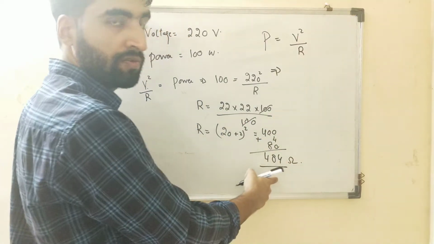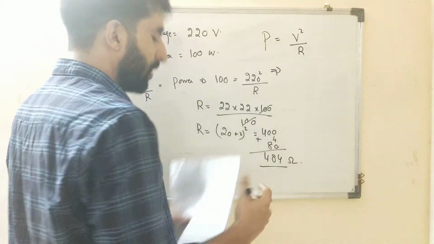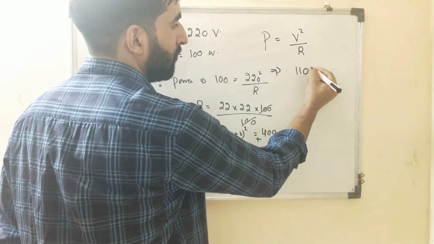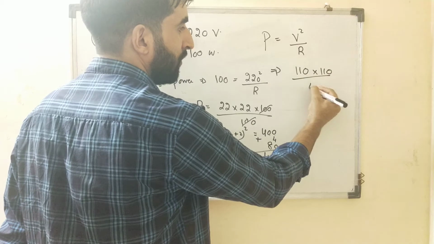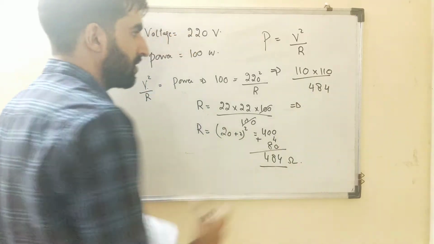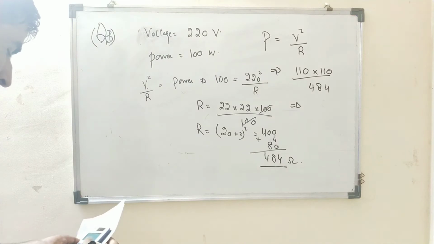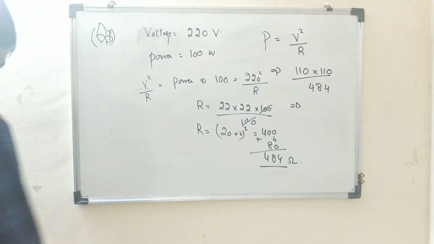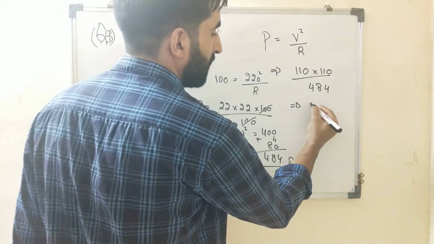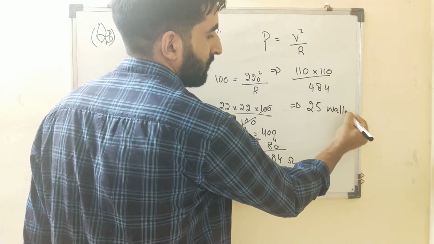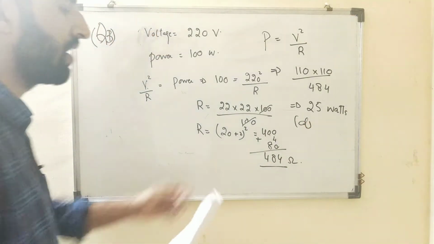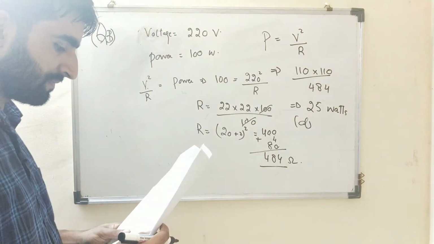So resistance we know, resistance doesn't change, but here the voltage we are changing. So voltage is equal to 110 volts. So this will be equal to 110 volts into 110 divided by 484. So this is equal to 25 watts. So answer D. D is the correct option.